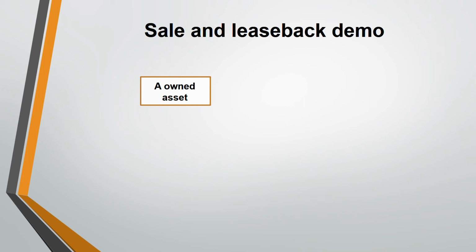So let's assume A owns an asset. Whenever I say A, let's assume it's you. You and me. So you are A, I am B. You own an asset and you are selling to B. So who is a seller and who is a buyer here? A is a seller because he is selling. B is a buyer because he is buying from A.